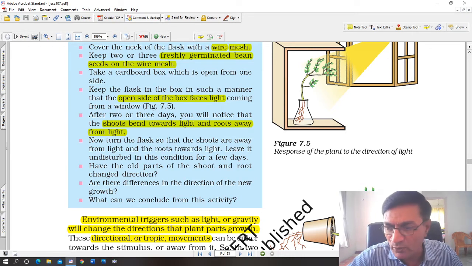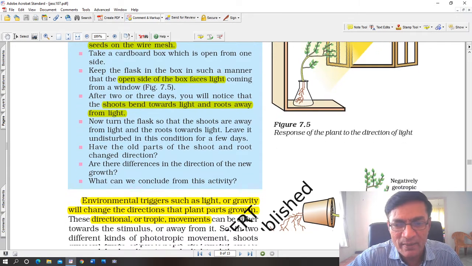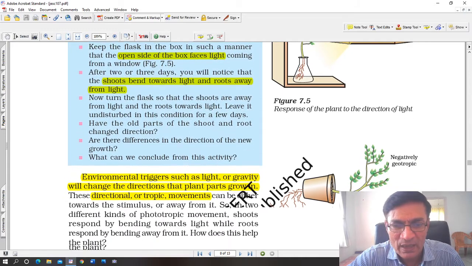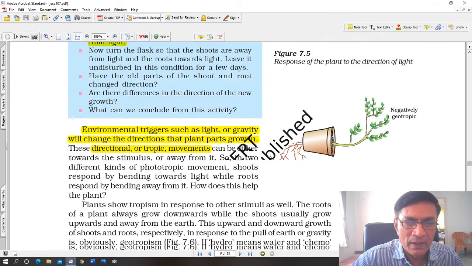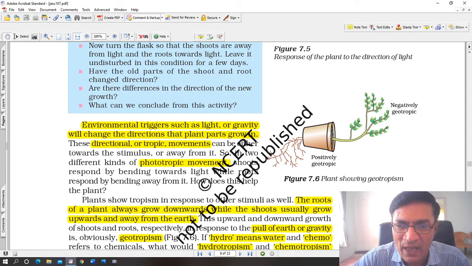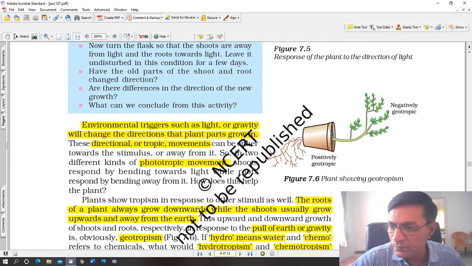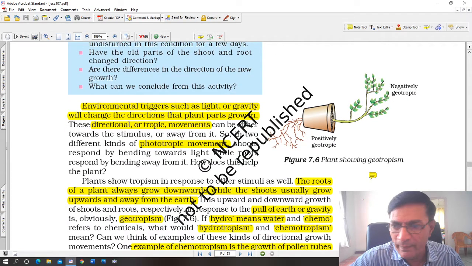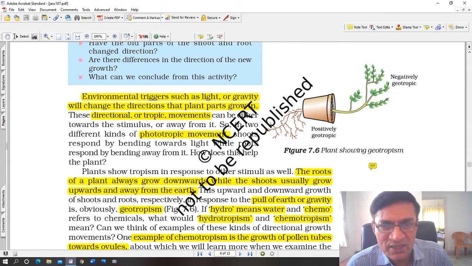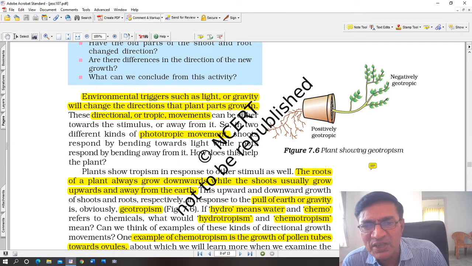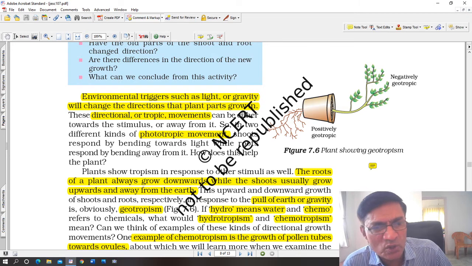Okay, what can you conclude from this? This is just what I just said. Now let us see: environmental triggers such as light or gravity will change the direction that plant parts grow in. These directional or tropic movements can be towards the stimulus or away from it.